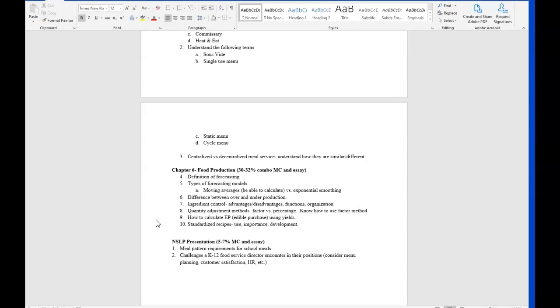And then the process of standardizing a recipe: why food service operations use standardized recipes, their importance, and how to develop a standardized recipe.